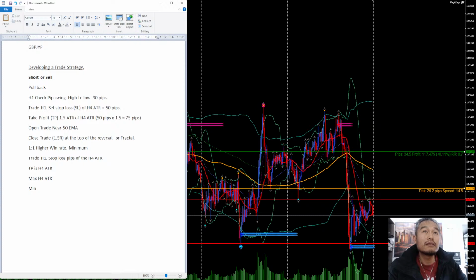You have a minimum, which is the H1 ATR. That could be called, or you can have that. Sniper, we'll call that the sniper entry.